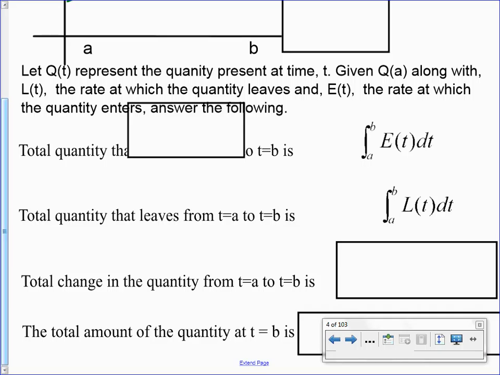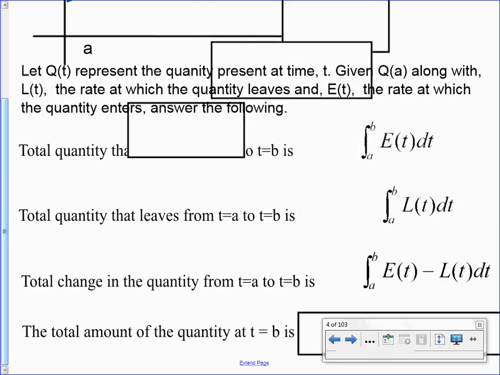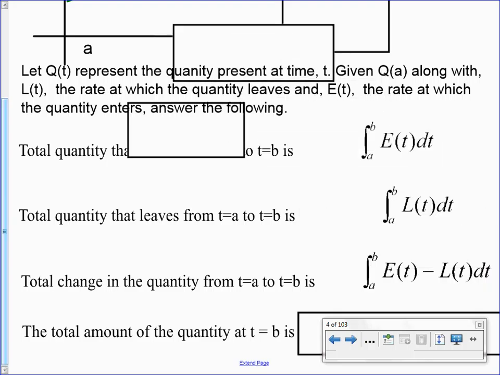Perfect. If you want the total change in the quantity, what you'd want to integrate from A to B is E of t minus L of t. Because again, you could do them separately. You'd be finding the total quantity that enters and you'd be subtracting the total quantity that leaves. So the rate of change is always rate in minus rate out. You got that one?